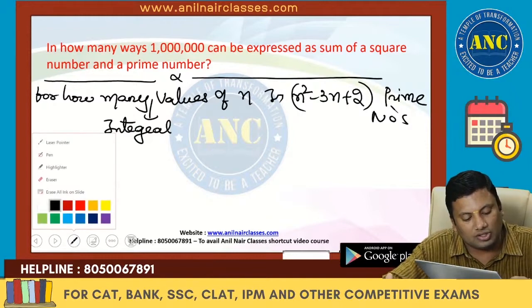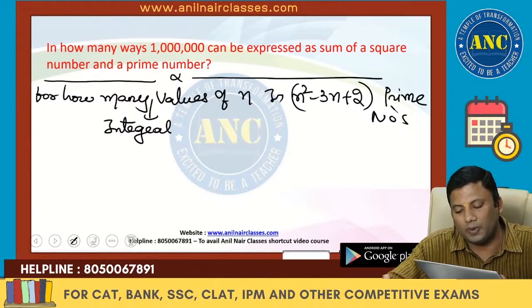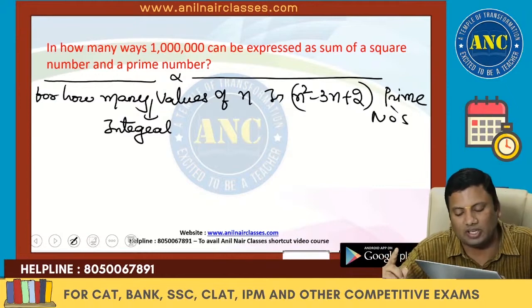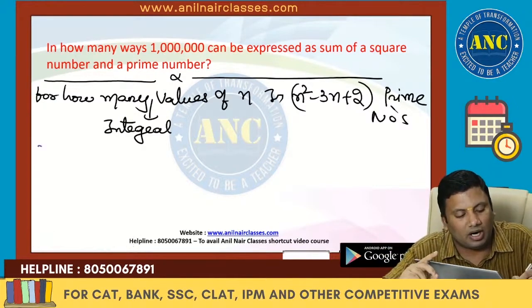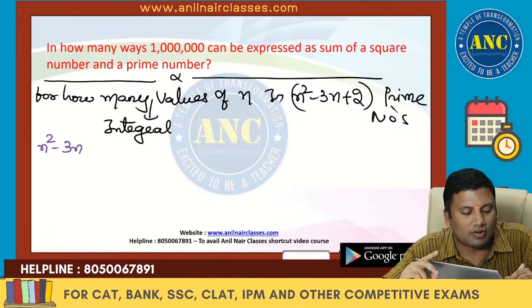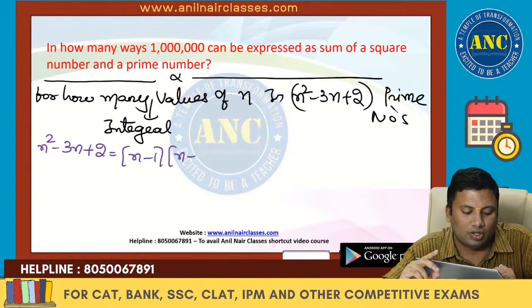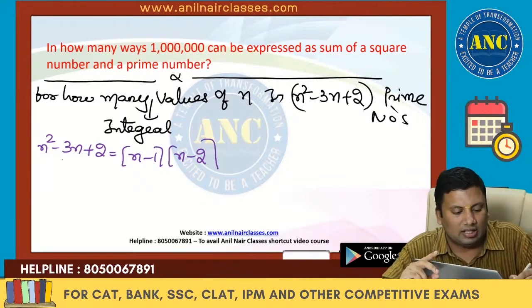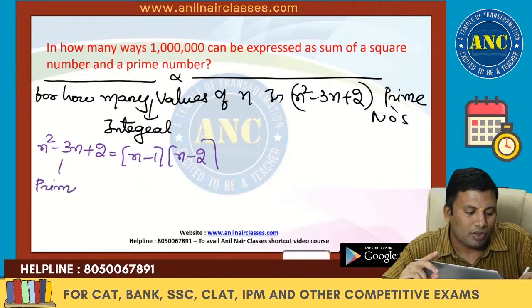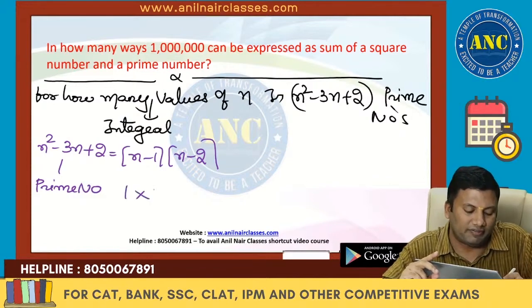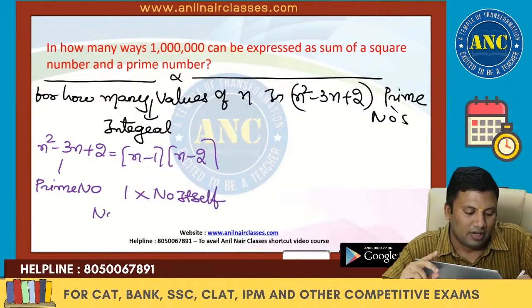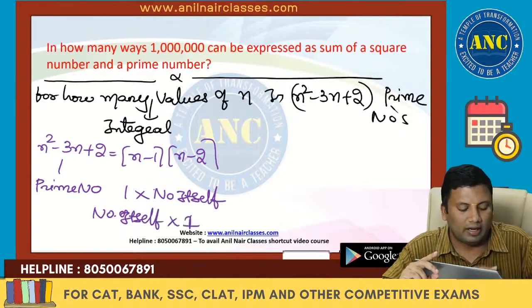N square minus 3n plus 2. Degree of this expression is 2. If the degree of the expression is 2, write the expression as a product of two factors. So n square minus 3n plus 2 is nothing but n minus 1 into n minus 2. Right? And this is a prime number. A prime number has got only two distinct factors, 1 and the number itself. So it can be 1 into number itself or number itself into 1.